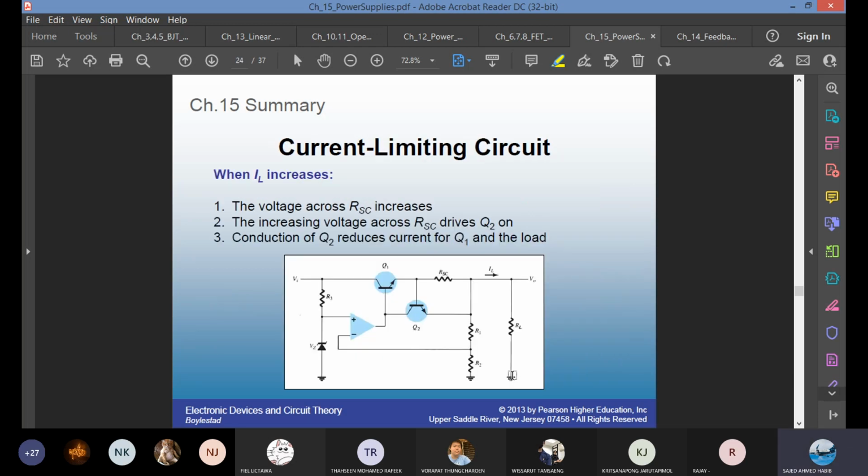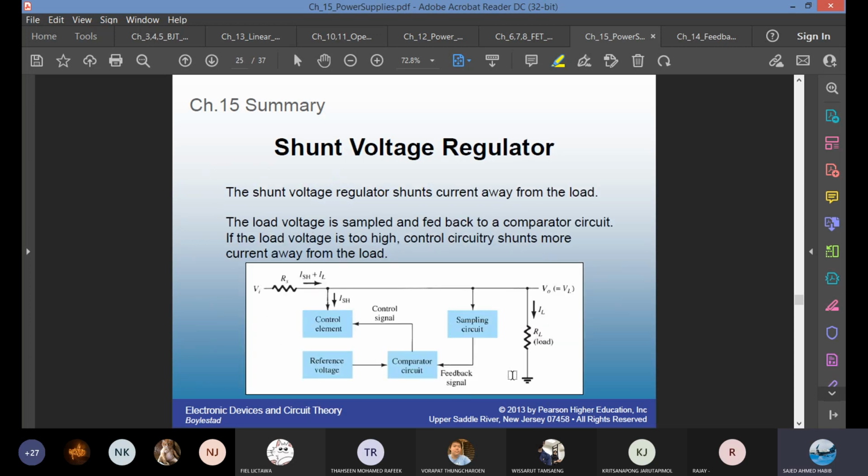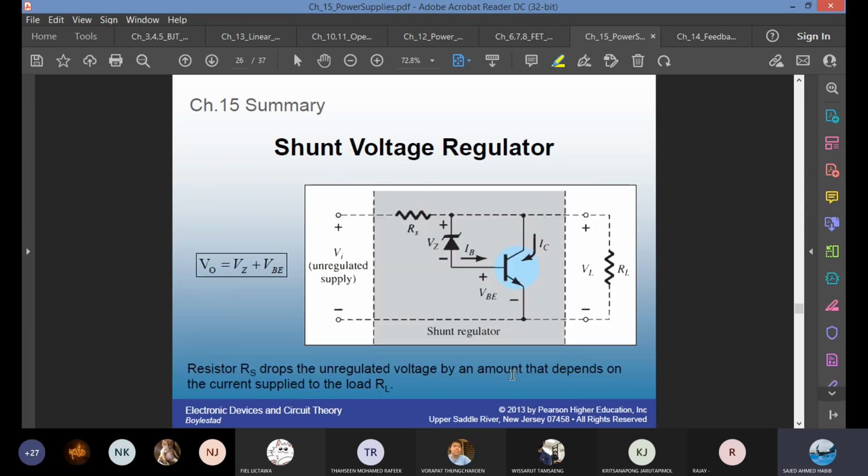For a current limiter, we explained this one. Shunt, we also explained what happened with shunt. I think this one was in the quiz. Shunt voltage regulator, was it? I asked this one in the quiz. What is output voltage? Vz plus VBE. Input current, V in minus V out over Rs. That's the input current. Output current will be V out over RL. It's not that complicated.